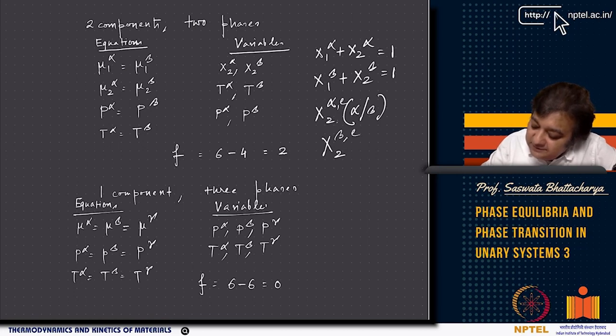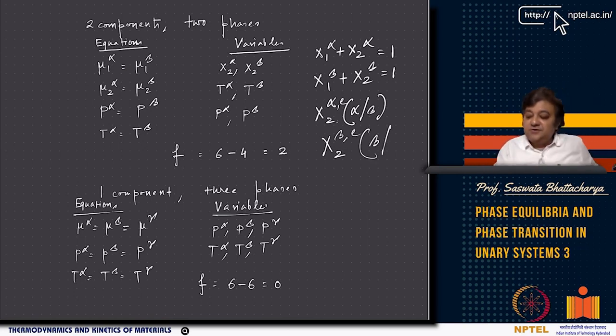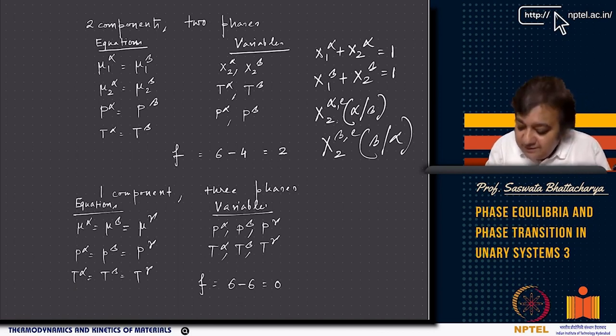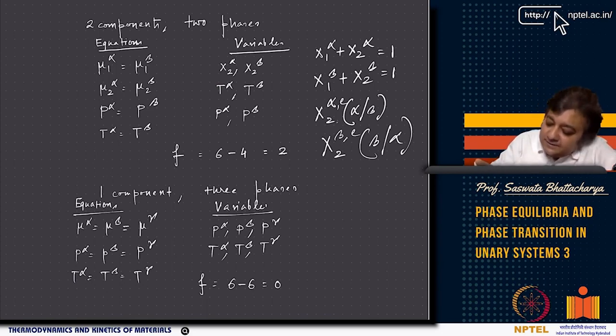Which is in equilibrium with alpha phase, right? So we do not know that. So there are two unknowns here, not four, because x1 plus x2 is equal to 1. In each phase, for a two component system, the mole fractions of component 1 and component 2 will add up to 1. So if I know one, then I know the other.